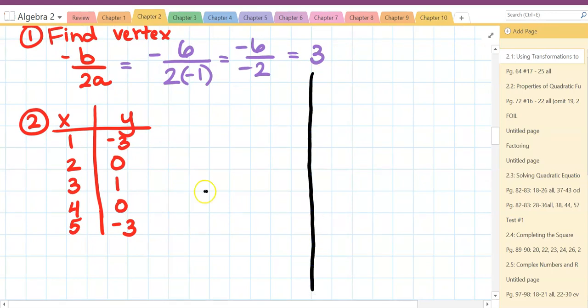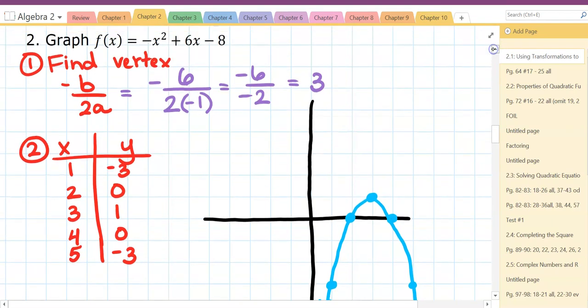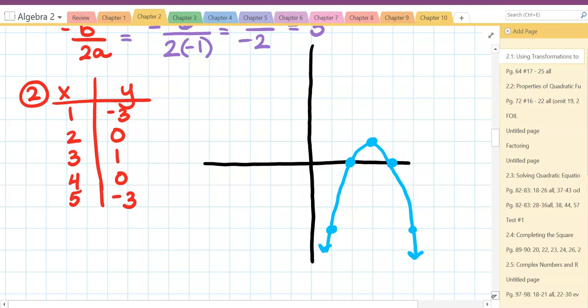Okay, I'll come look at yours in just a second. Do you notice how this one is opening down where the last one opened up? Why do you think that is? The negative. The negative in front of x squared is going to cause this graph to flip the other direction. It's going to flip down. If it's not going down, as long as you have your points right, check how you graphed it, because you might have gone the wrong way when you graphed it.